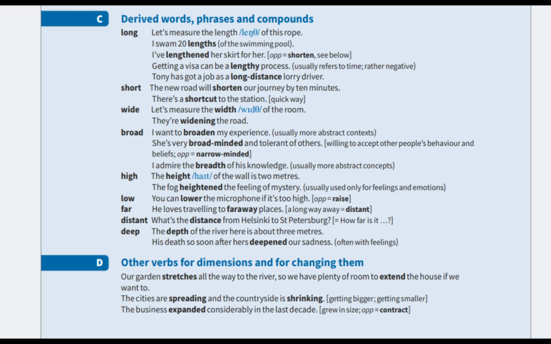C. Words derived from long. The noun related to long is length. For example, let us measure the length of this rope. In a swimming pool, one complete journey from one end to the other is called a length. For example, I swam 20 lengths of the swimming pool. The verb lengthen means to make something longer. For example, I have lengthened her skirt for her. The opposite verb is shorten.